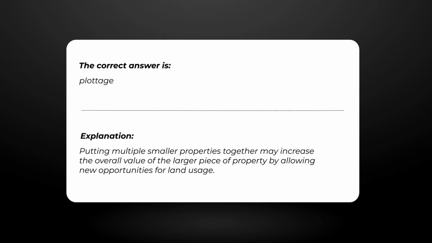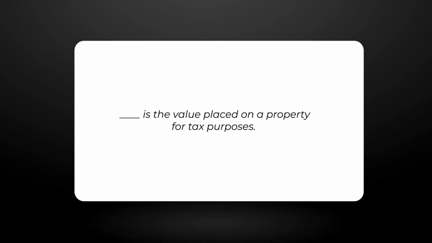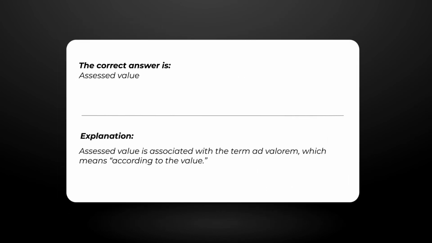Blank is the value placed on a property for tax purposes. The correct answer is assessed value. Explanation. Assessed value is associated with the term ad valorem, which means according to the value.